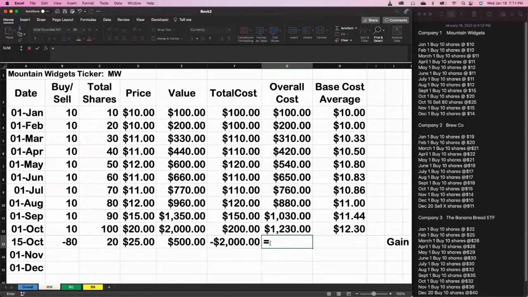So our overall cost is simply equal to our base cost average, the previous one, times the amount of shares we have left. In this case, it's 20. That gives us a 246 overall cost.